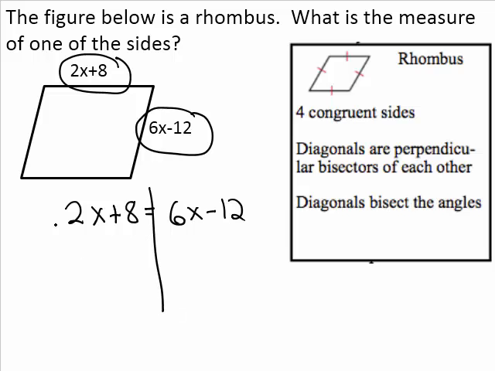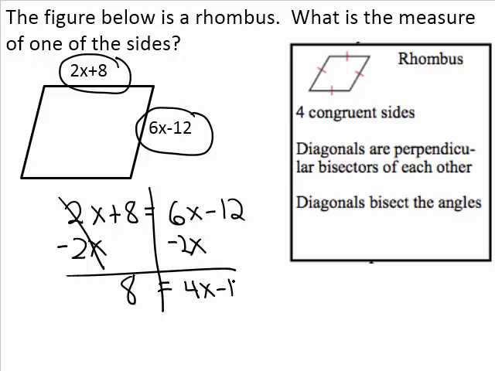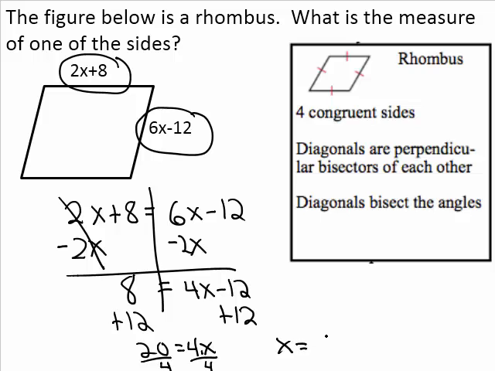We have 2x plus 8 equals 6x minus 12. I like to take away the smaller amount of x's from both sides, so subtract 2x from both sides, leaving us with 8 is equal to 4x minus 12. I'm going to add 12 to both sides, giving us 20 is equal to 4x. And since it's 4 times x, we divide both sides by 4, giving us x is equal to 5.